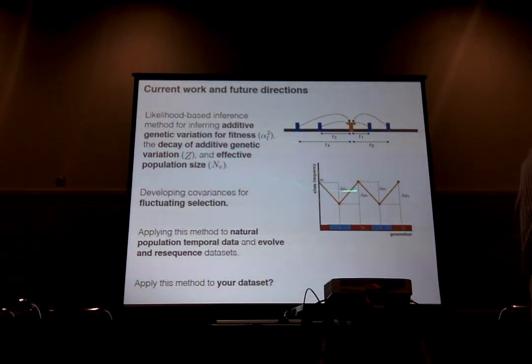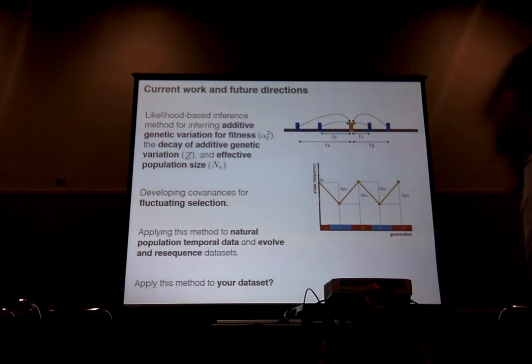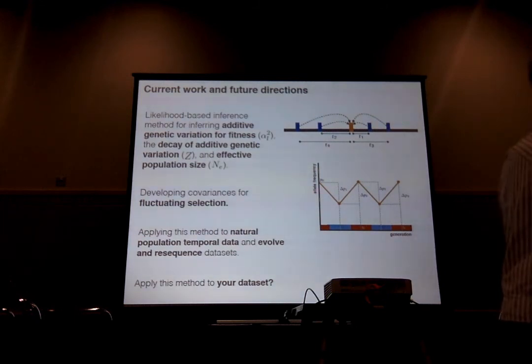We're developing a likelihood-based inference method. The idea here is that we're going to look at each allele in the genome. It has all these neighbors that can contribute to its fitness, at varying recombination distances apart. And we're going to look at one allele and move down to the next allele and fit a composite likelihood. We're also developing covariance statements for models of fluctuating selection.